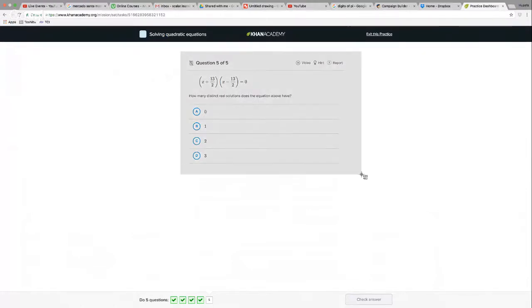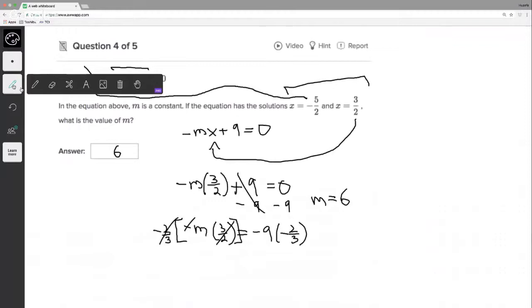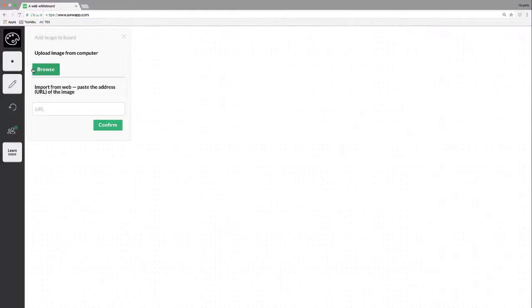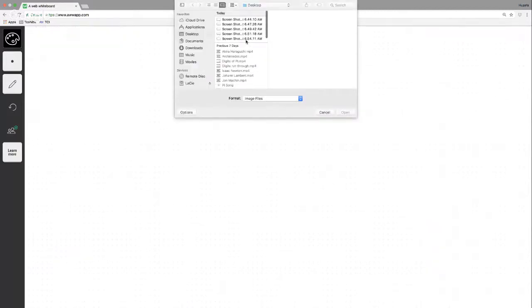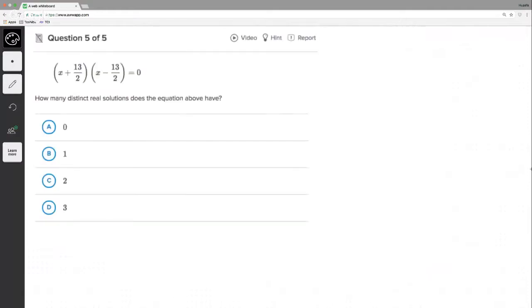Last one. Oh, this is a no calculator one. Oh, the other one was also no calculator. I didn't see that. Good. We're not using the calculator anyways. Let's do final one, and then I got to get ready and get out of here.